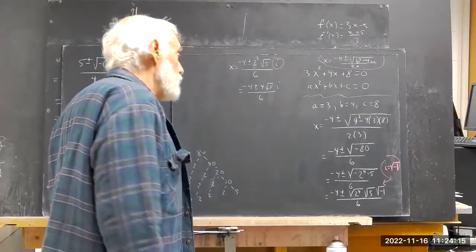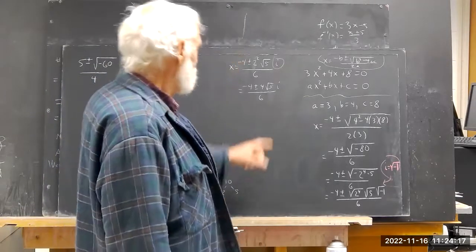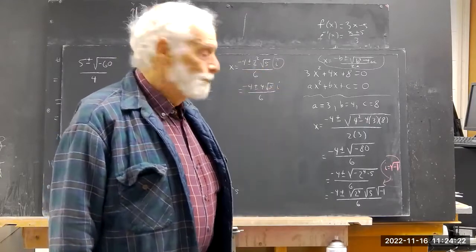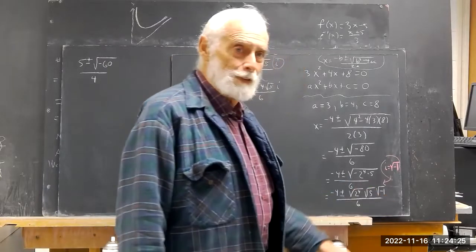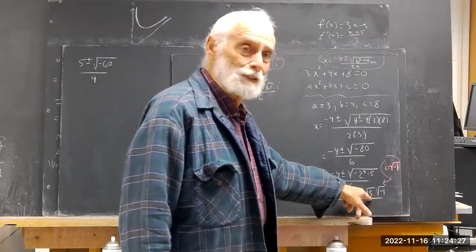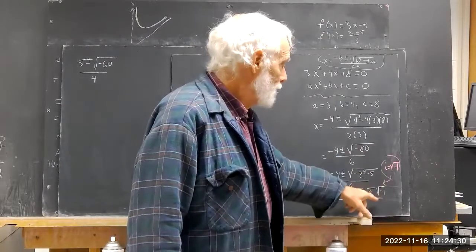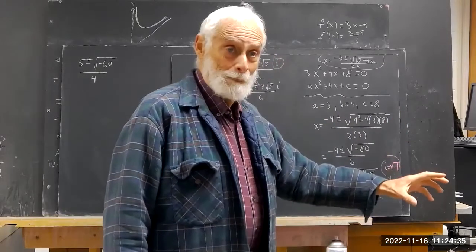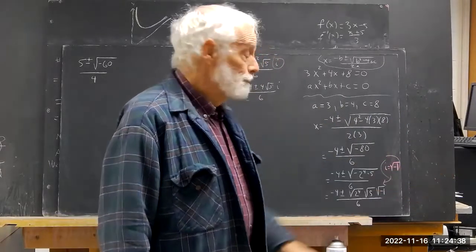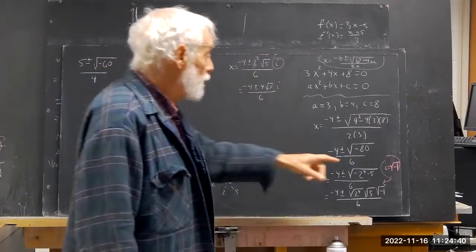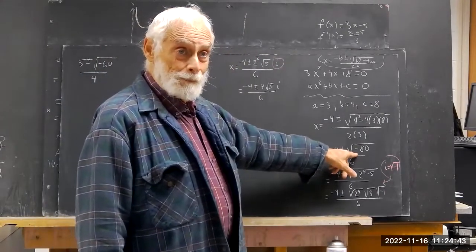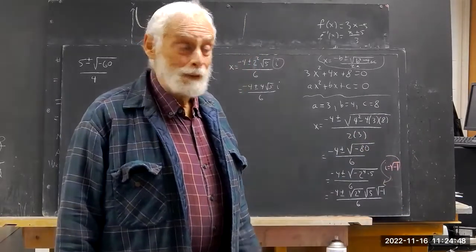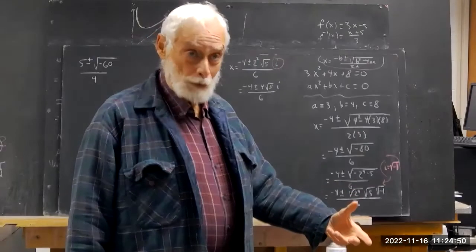Now, one mistake I saw on some of the homework: there's a tendency to be a little careless and keep that I under the radical. If you factor it out like this, you'll see that I is totally separate. It's not under any radical. I is the square root of negative 1. So if you have a square root of negative 1, that's I. That's the process when you have a negative under the radical. If you have a positive under the radical, you don't have to worry about I. You get a real number.